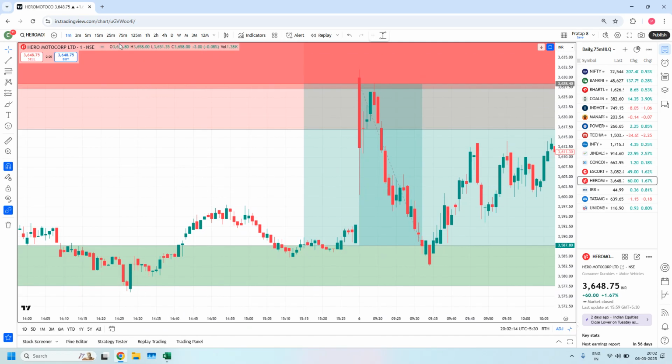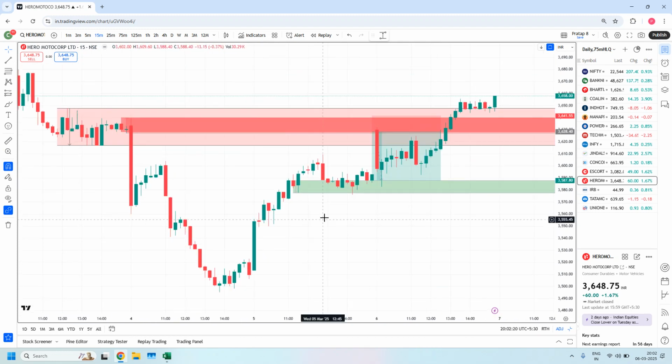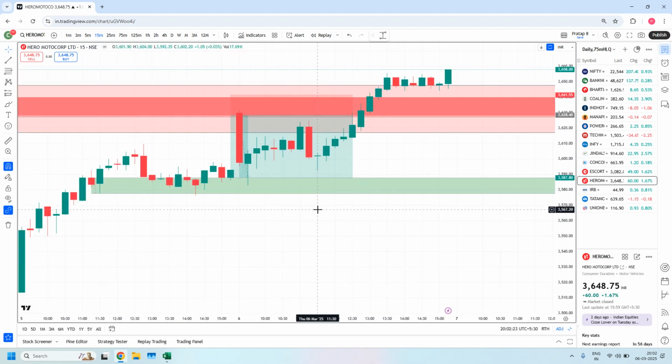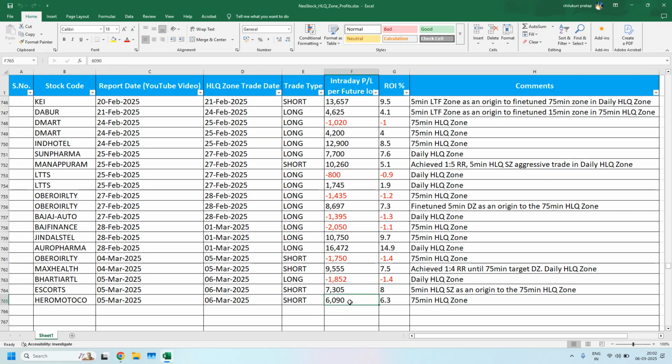And reached the 15 minutes target. Where is that 15 minutes target? Here you have a 15 minute zone. See here, you have rally, base, rally. The 15-minute zone, it is a pierced zone. But pierced zones, you have to keep that as a target. You got the entry and reached the target in 15 minutes. And it gave you 1:3.1 RR. And how much profit did it give you? It gave you 6,090 rupees, which is 6.3% ROI as per one futures margin cost. So excellent trade.